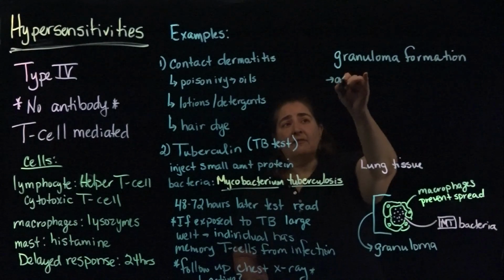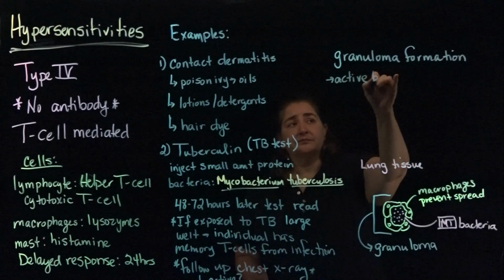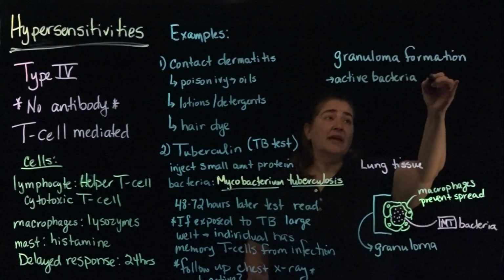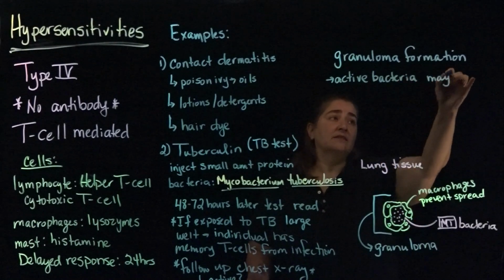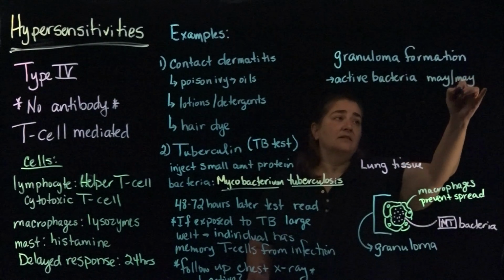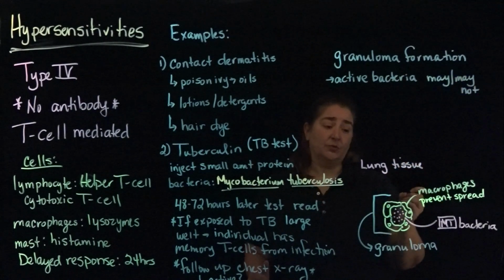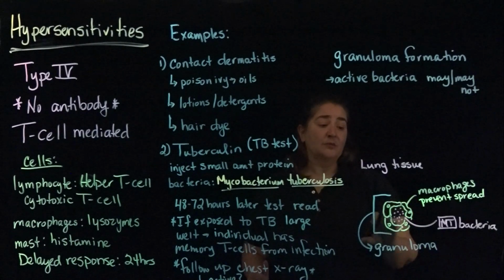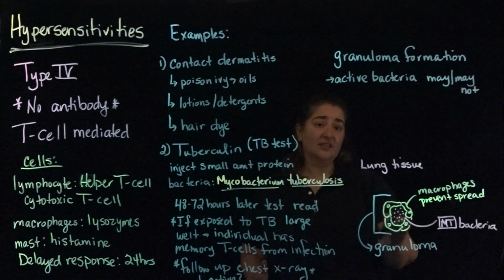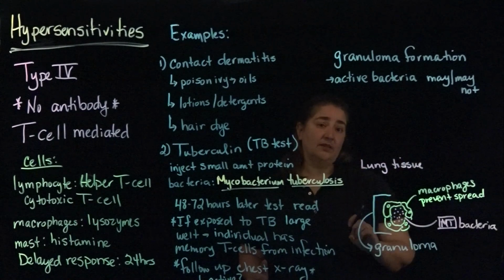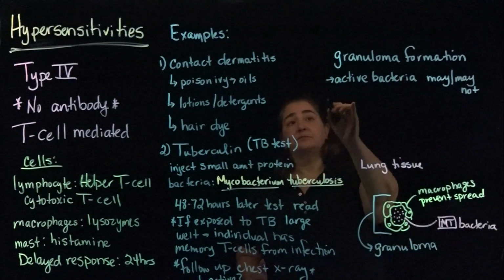So with the granuloma formation, you can have active bacteria, but the person may or may not be actually exhibiting symptoms associated with tuberculosis, all right? But because there's live bacteria inside that granuloma, the individual could still spread the infection, okay?